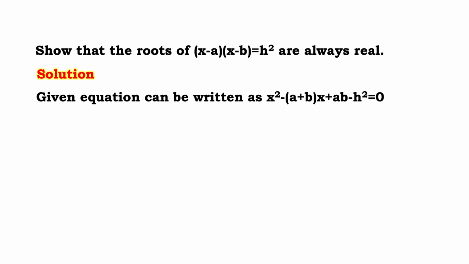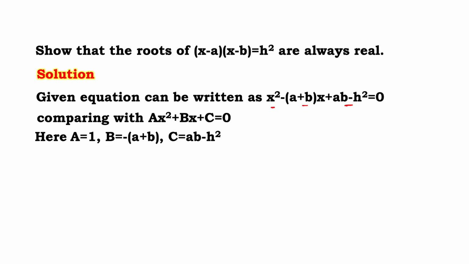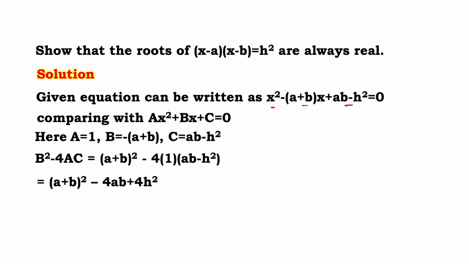Look into this. First we have to write it down in the form of ax square plus bx plus c. Here a is 1, b is minus of (a plus b), c is ab minus h square. So the discriminant is (a plus b) the whole square minus 4 times this. When we solve this, (a plus b) the whole square minus 4ab, I know the result will be (a minus b) the whole square plus 4h square.